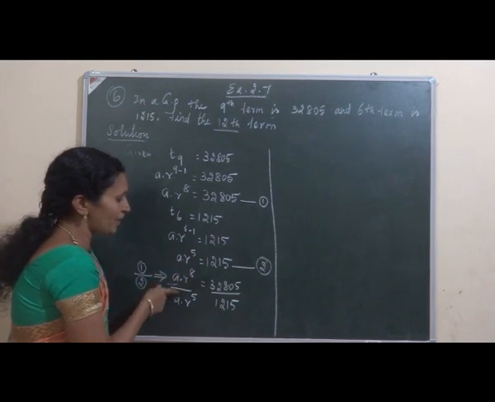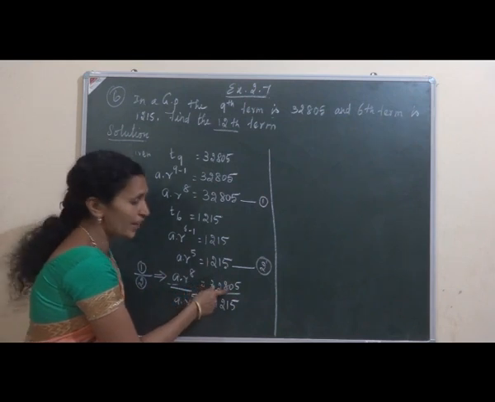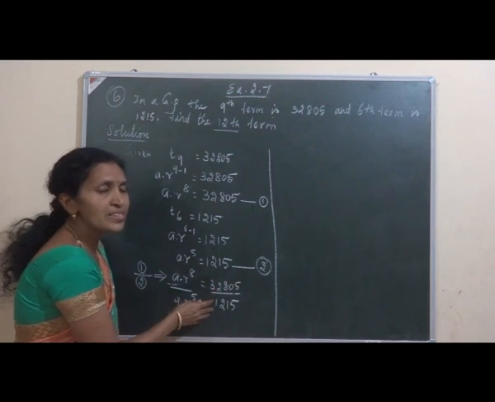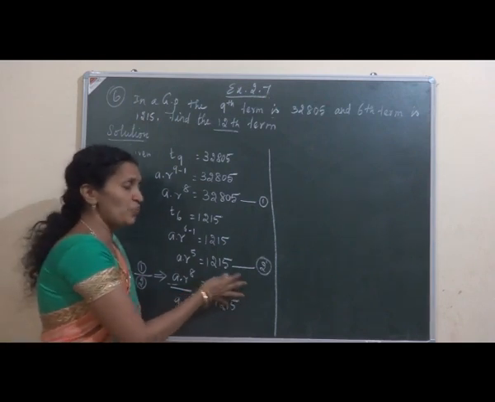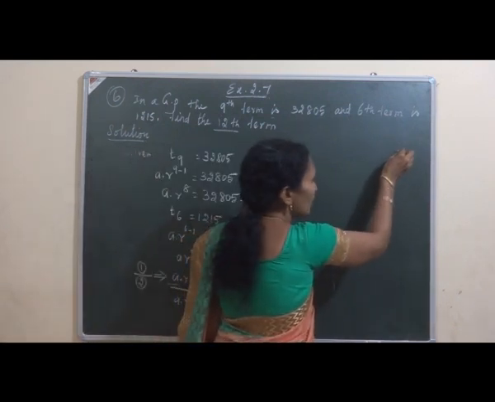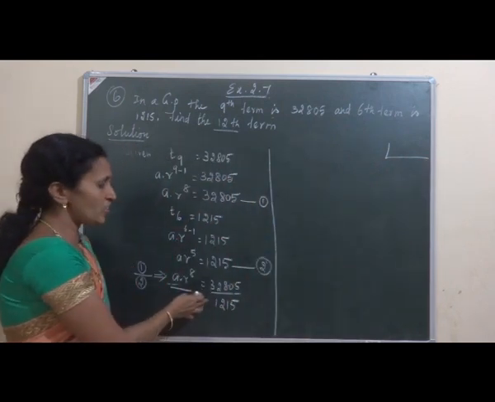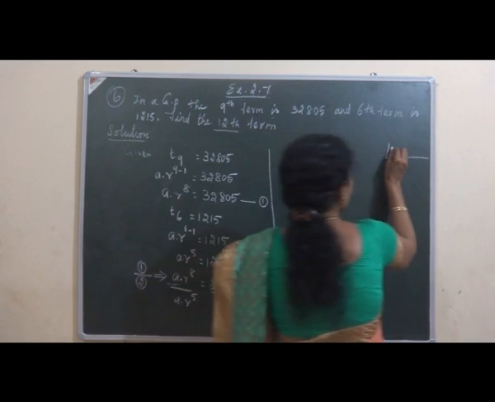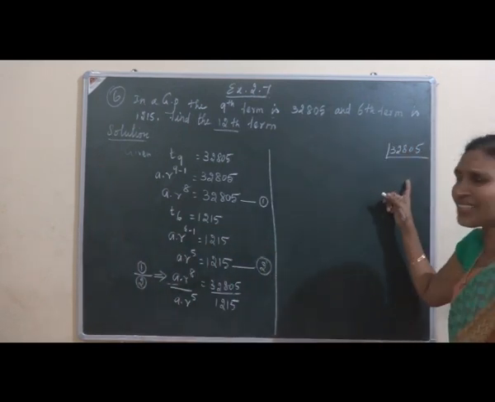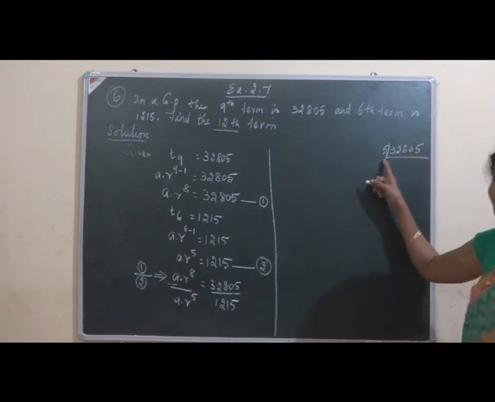Understood? Equation 1 divided by equation 2: a into r power 8 divided by a into r power 5 equals 32,805 divided by 1215. Dear students, I already said that if it is a big number, you factorize it, and that is very easy to calculate. Here also, shall we do 32,805? Factorize it. Is it divisible by 5? Yes.